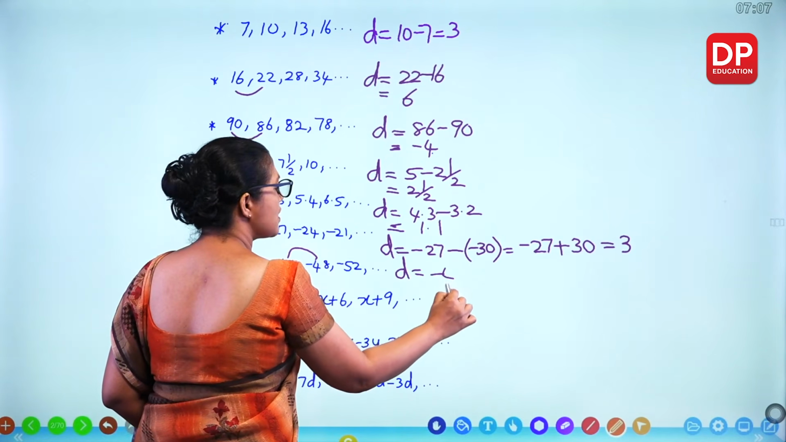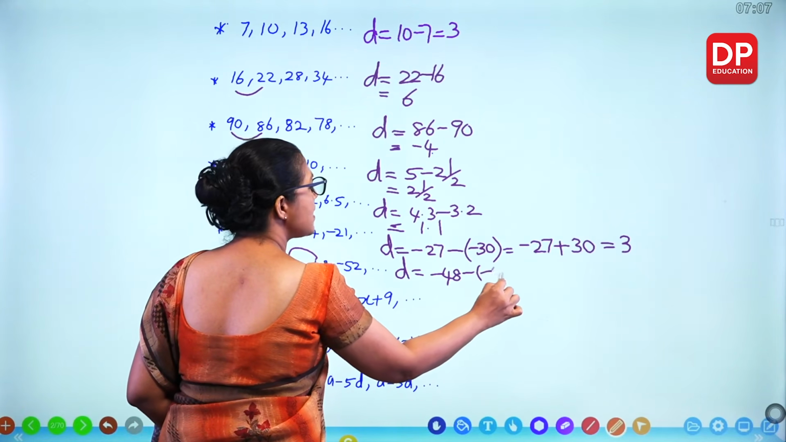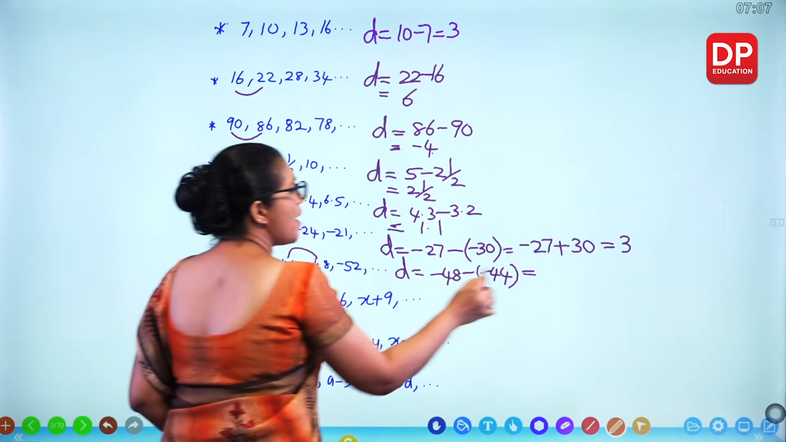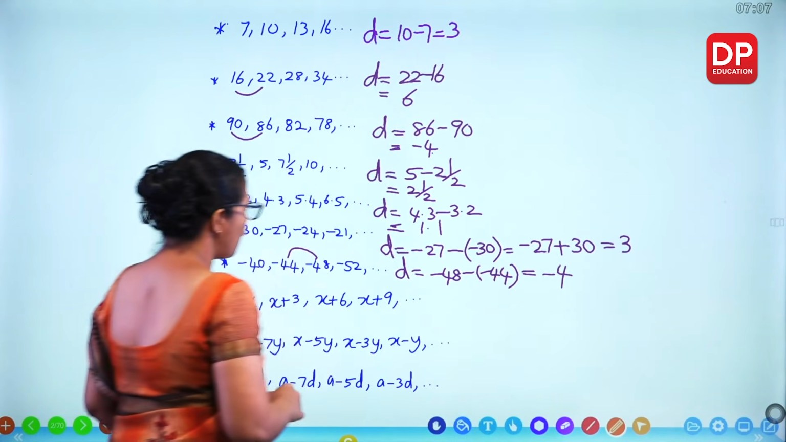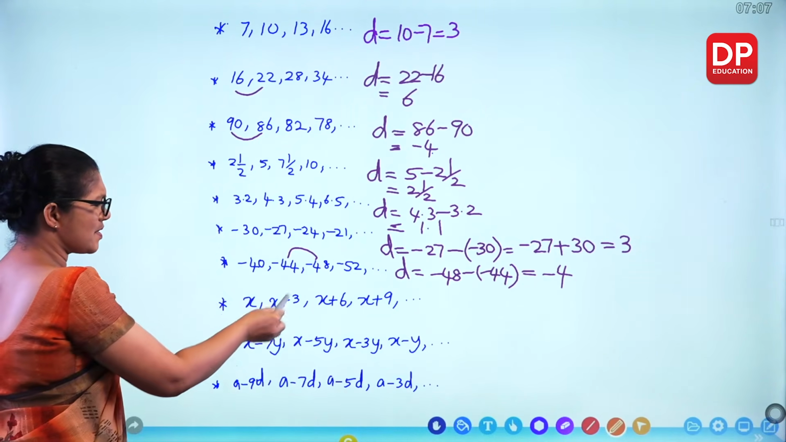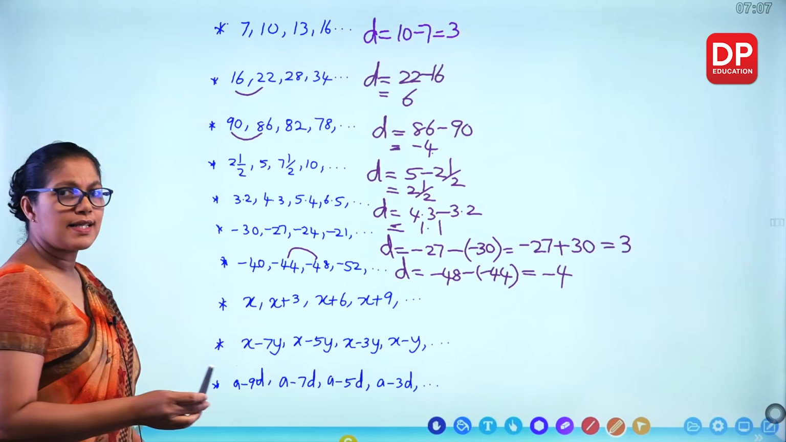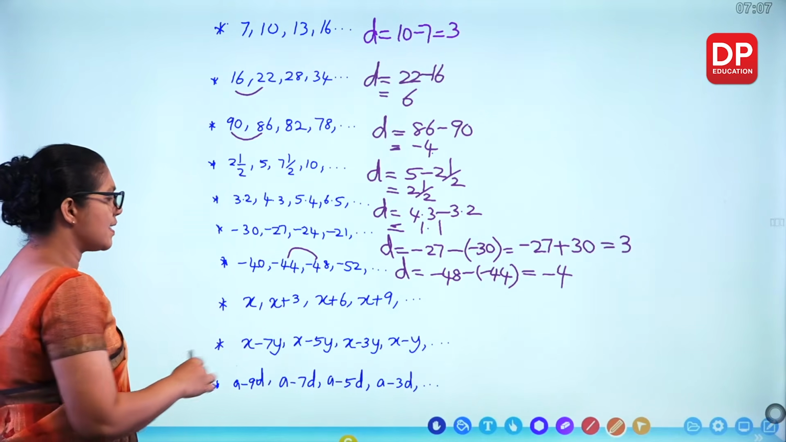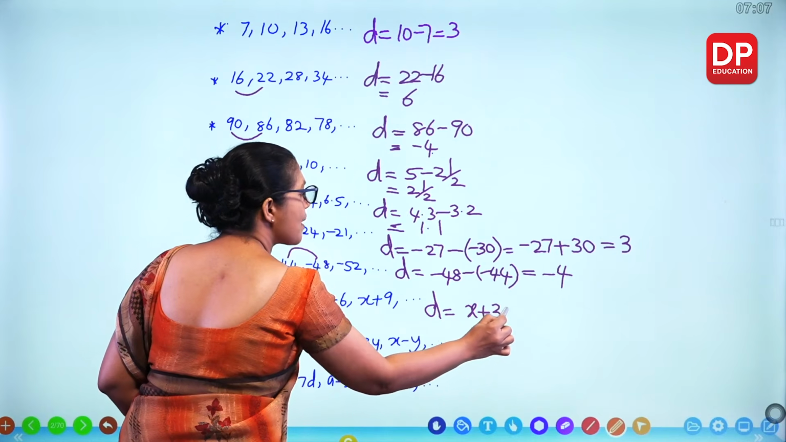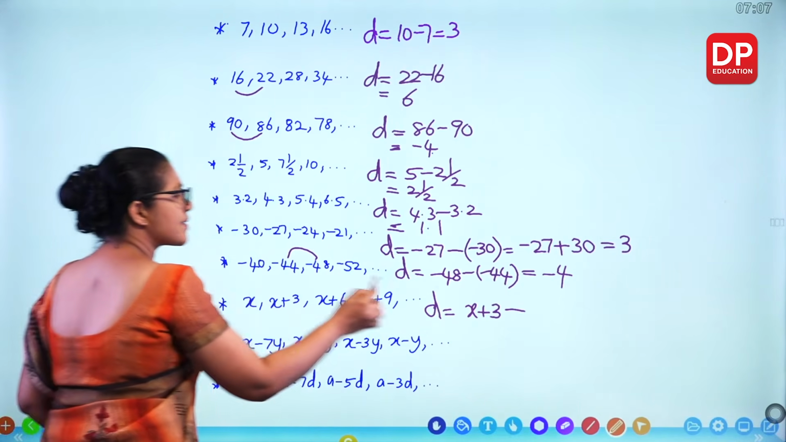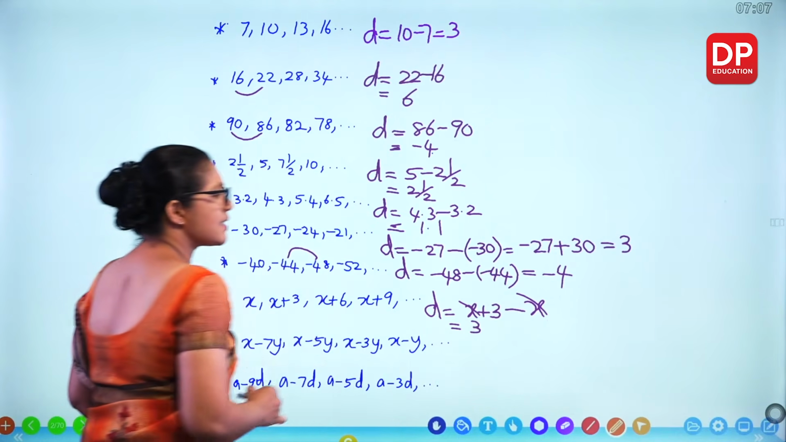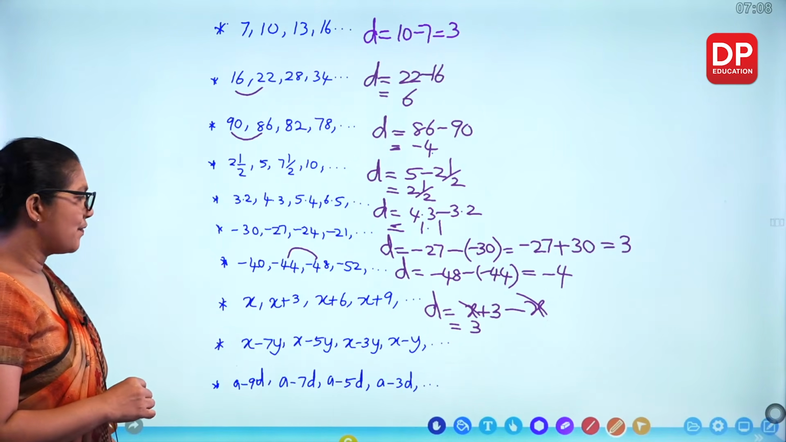Take minus 48 minus 44. You get minus 4. Now here, algebraic terms. Doesn't matter. Any term, subtract the previous term. If I take this one, this is x plus 3 minus x. The x gets cancelled out. You get the common difference as 3.